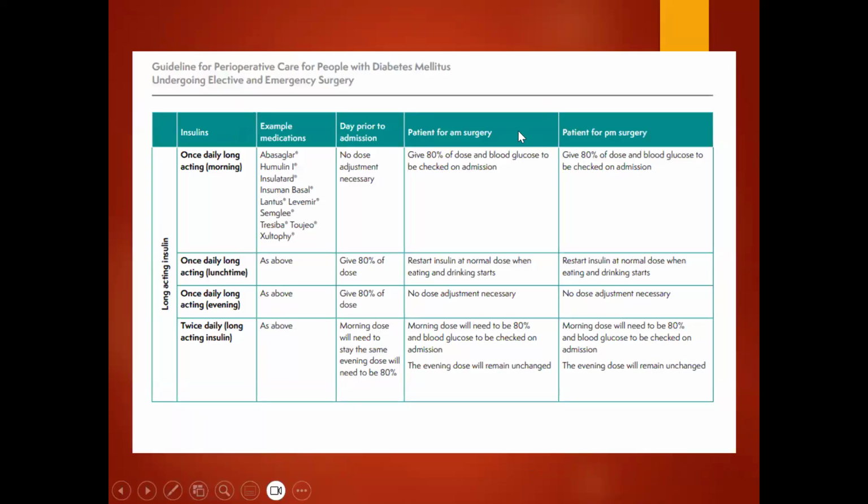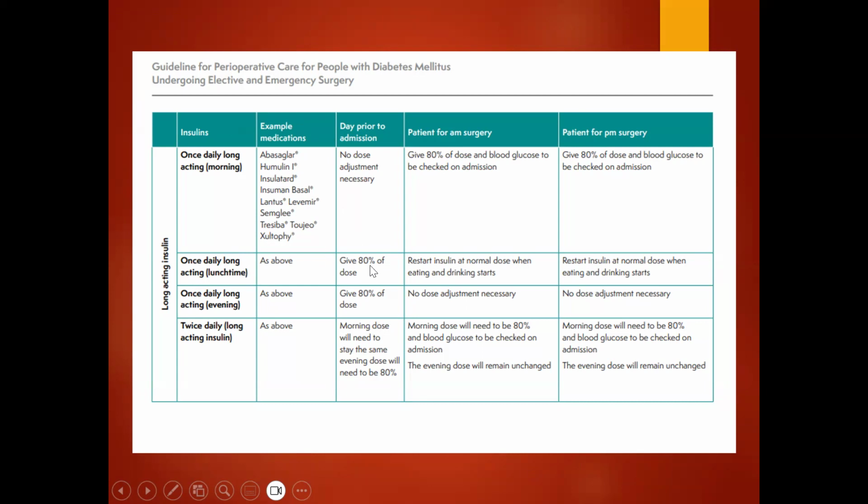Clearly the guidelines have been mentioned when we talk about the long-acting insulin. If the patient is taking that in the morning, like in this case scenario, on the day prior to admission, no dose adjustment is necessary. Simple. Patient for the morning surgery, as this patient, give 80% of the dose, so that is what we are reducing. And even if the patient is for PM surgery, give 80% of the dose. If the patient is taking once daily long-acting insulin, but at lunchtime, again, day prior to the admission.